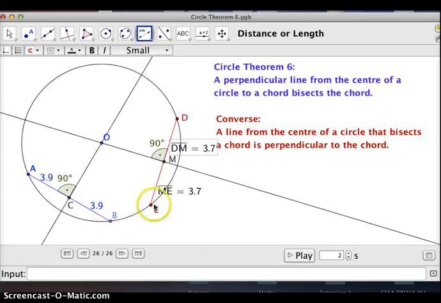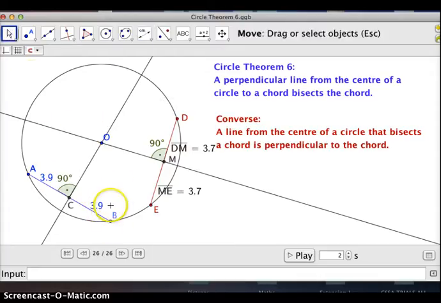Now, if I start dragging the positions of D or E, I'm going to try, but it's not going to let me drag it. It won't let me do it. Maybe this one will drag. Oh, it's not selected. There we go.